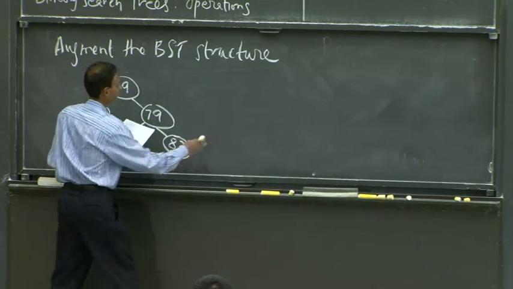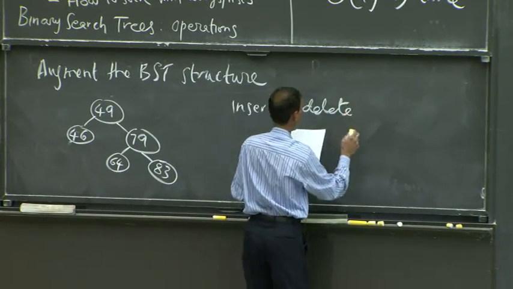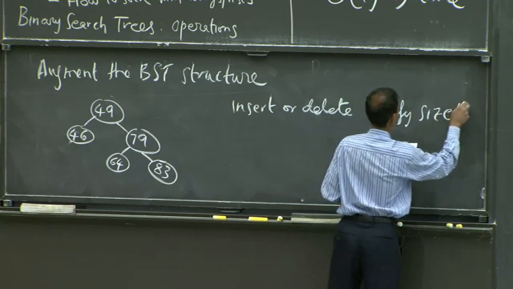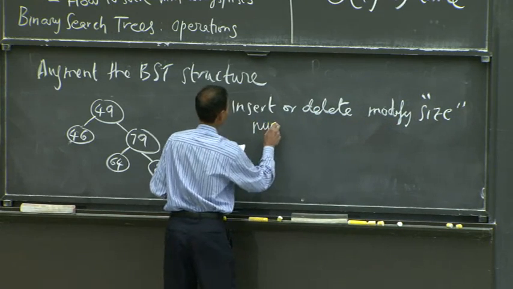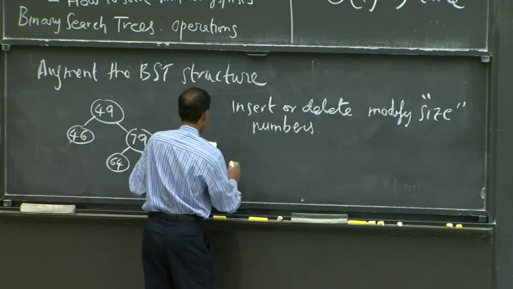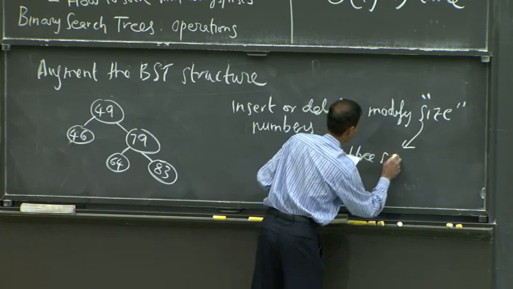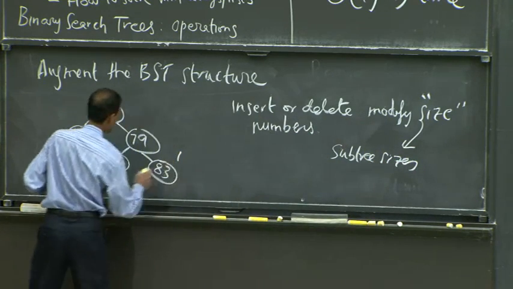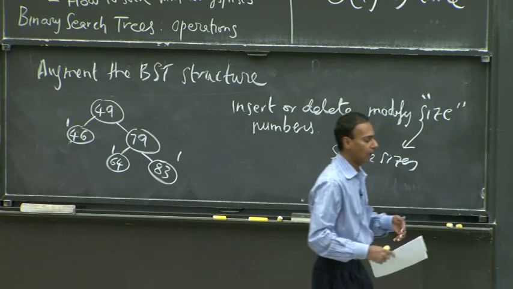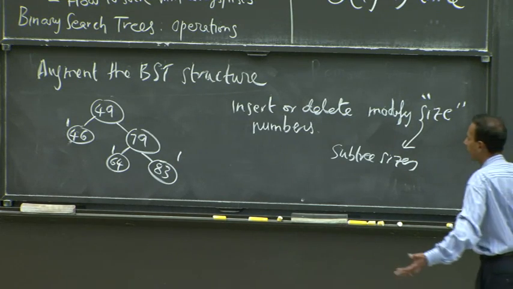So in particular, when I do insert or delete, I'm going to be modifying these numbers. And these are size numbers. What do I mean by that? Well, these numbers correspond to subtree sizes. So the subtree size here is 1, 1, 1. As I'm building this tree up, I'm going to create an augmented BST structure, and I've modified insert and delete so they do some extra work.